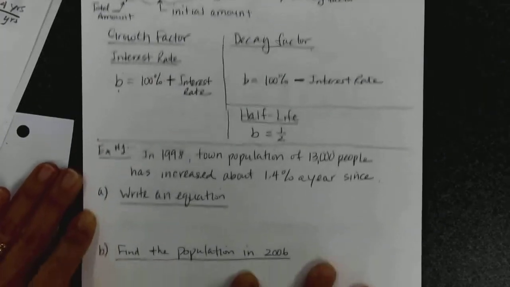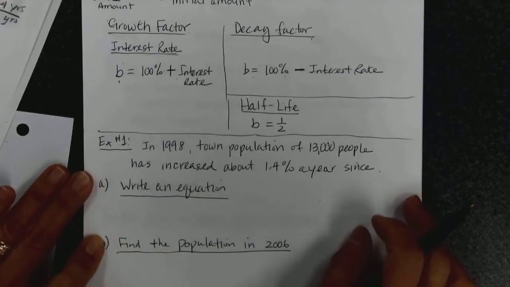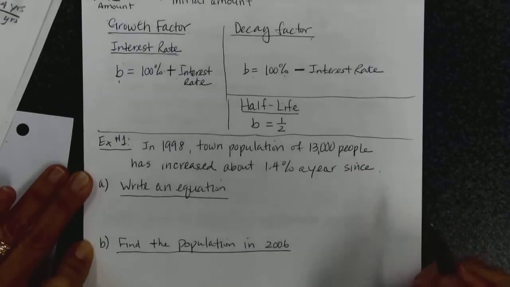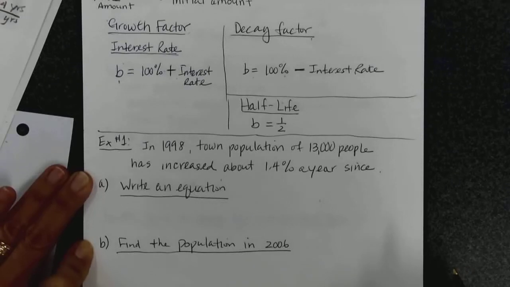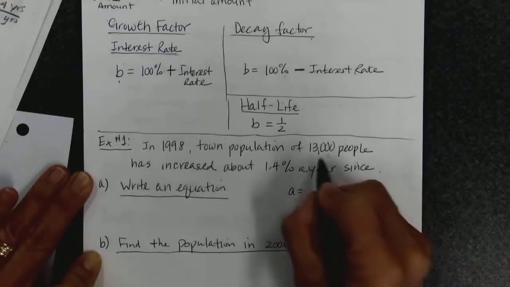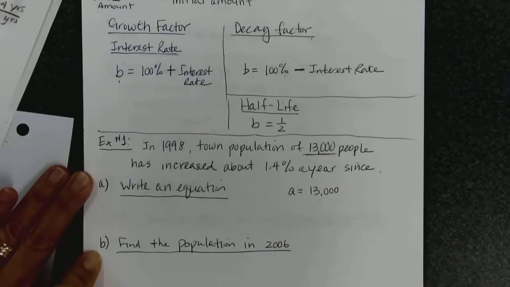So in our first example, in 1998, a population of 13,000 people has increased about 1.4% a year since. So what we're going to do is write an equation of an exponential function for this situation, and we're going to solve to see how much population will be in 2006. So we're going to start with our initial amount, which is our A, and we get that from right here. It started at 13,000 people.